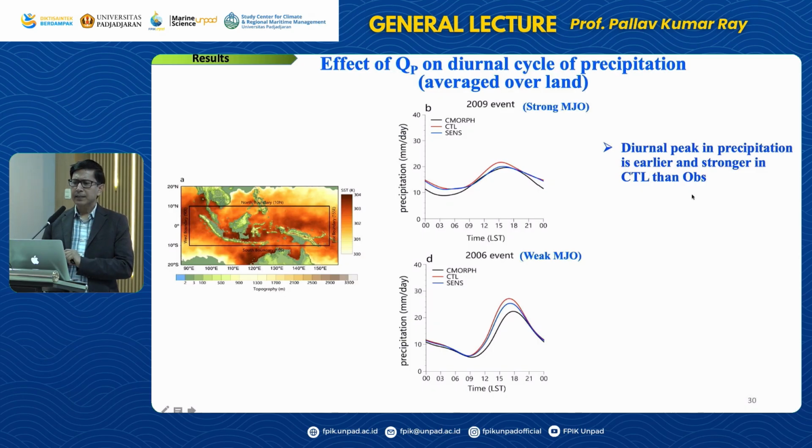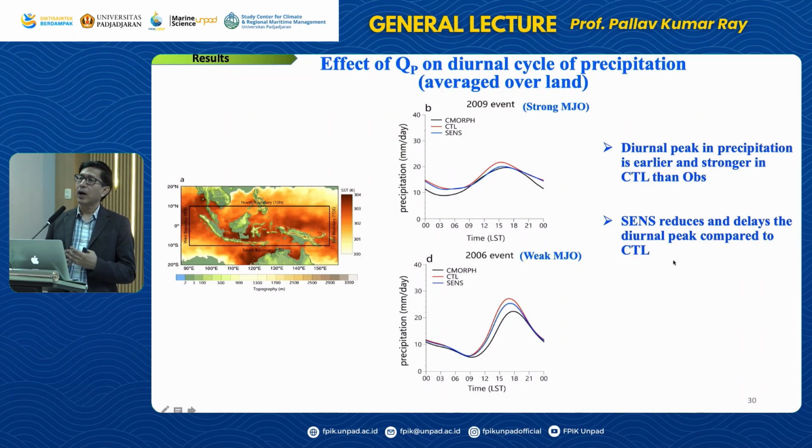Just to summarize, the diurnal peak in precipitation is earlier and stronger in the control than in observation. What I mean by this is that the peak in the red line is earlier than the peak in the black line. So the model has the weakness of giving earlier precipitation compared to observation. However, when we include QP, it reduces and delays the diurnal peak compared to the control. And this is what we want in order to capture the diurnal cycle of precipitation in the Maritime Continent.